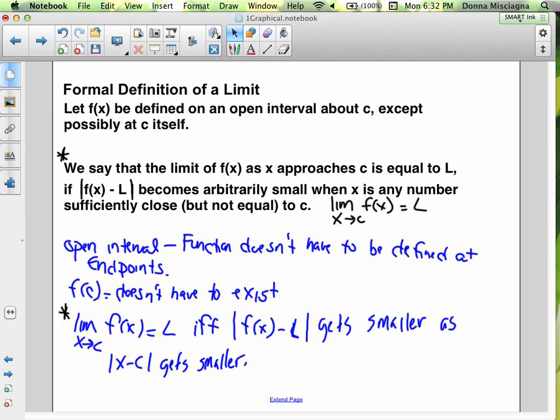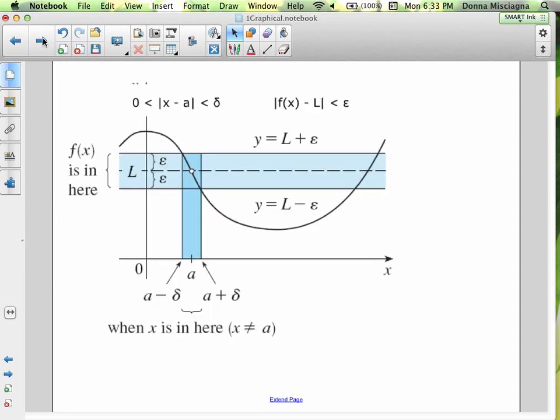Let's take a look at how this works and what this means with an example. Right, these are called delta epsilon proofs. I am not going to be requiring you to do a delta epsilon proof. It's actually not part of Calc 1, but it helps make the formal definition of a limit easier to understand. And we're going to work with a nice easy function, so it's really not going to be difficult at all. All right, so let's look at a visual so you get kind of the idea.